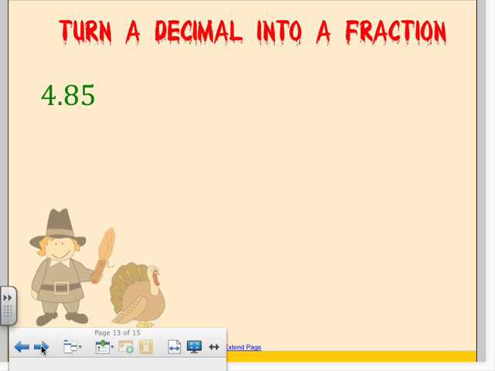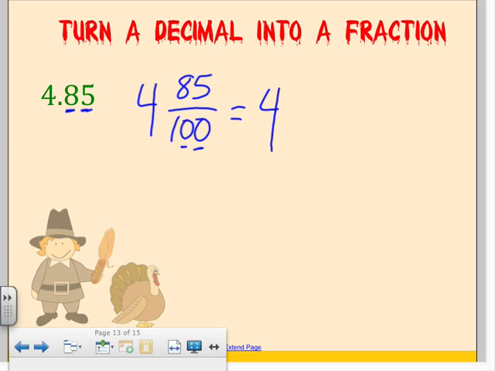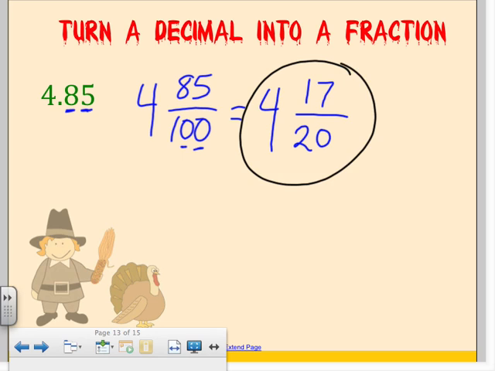So go ahead and pause it and do this one. Don't forget to simplify it and then hit play to see the answer. All right, so this is going to be 4 85/100ths. If you don't know your place values very well, all you have to do is count, and the number of places should be equal to the number of zeros. Okay? And then I can start dividing by 5 to simplify it. So that's 25, that's 17, and then I'm done, because those are both as simple as it's going to get. So 4 17/20ths is the correct answer for that one.